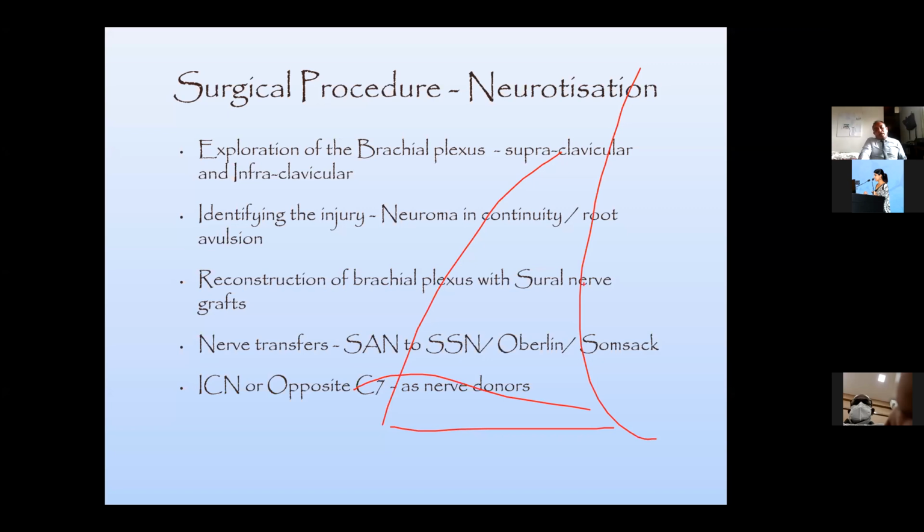We can also take the intercostal nerves, up to 6 intercostal nerves, and we can also use the opposite C7 as nerve donors in case of root avulsion. Mind you, if all 5 roots are avulsed, as a brachial plexus surgeon I have only the options of spinal accessory to suprascapular nerve, intercostal nerves to the plexus distal limb, and maybe I must discuss the opposite C7 transfer. It is very rare, but it can happen.